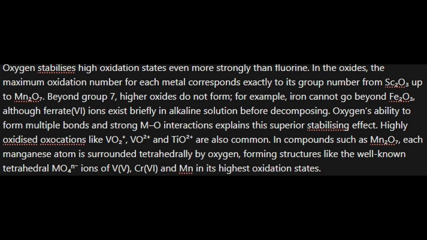Highly oxidized oxocations like VO2+, VO2+, and TiO2+ are also common. In compounds such as Mn2O7, each manganese atom is surrounded tetrahedrally by oxygen, forming structures like the well-known tetrahedral MO4 n- ions of V5+, Cr6+, and Mn in its highest oxidation states.